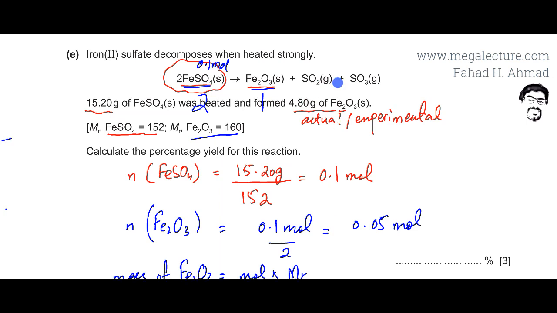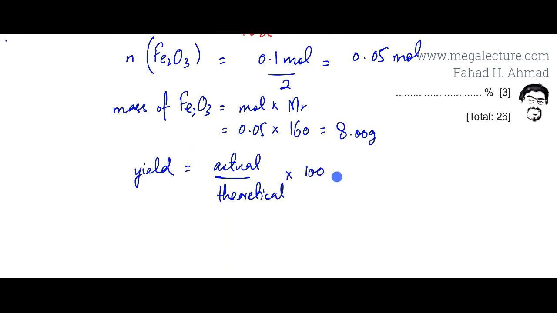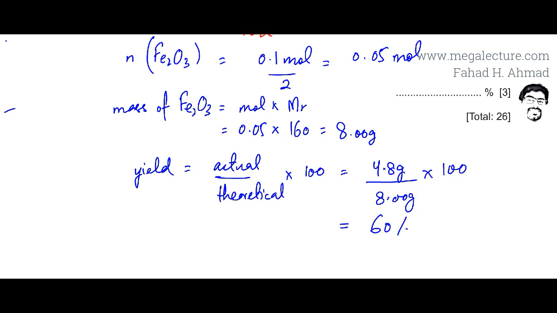So the formula of yield is actual divided by the theoretical value that you obtained, multiplied by 100. In our case the actual came out to be 4.8 grams, the theoretical came out to be 8 grams, and I'm going to multiply it by 100 to get the yield, which is going to come out to be equal to 60%. So this over here is going to be the yield of the reaction.